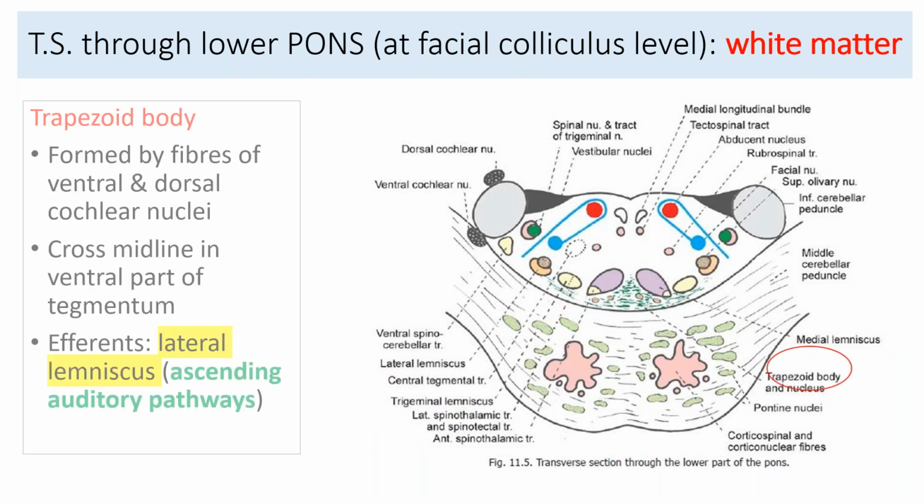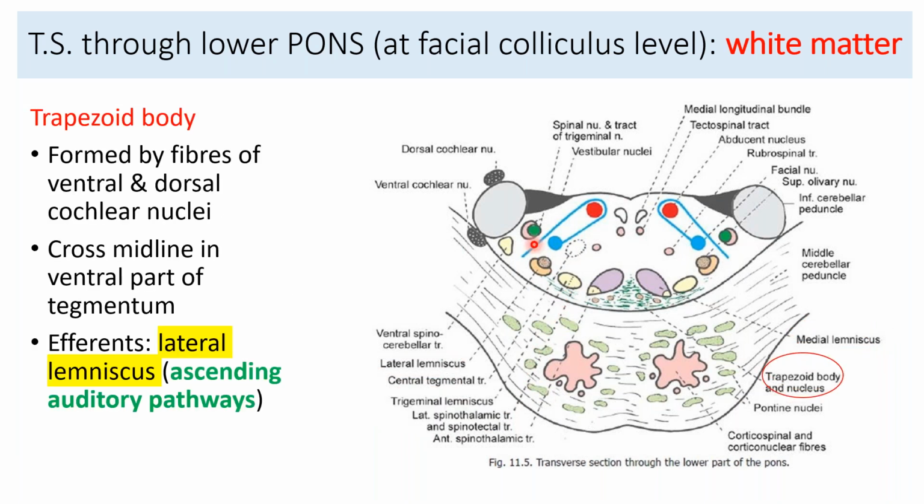Now trapezoid body. What is trapezoid body? The trapezoid body is formed by the fibers of ventral and dorsal cochlear nucleus. The fibers from them are the trapezoid body, which are going to cross in the midline, in the anterior part of the tegmentum, and they give rise to the pathway which is called the lateral lemniscus pathway. This is the lateral lemniscus pathway, and this is the ascending auditory pathway.